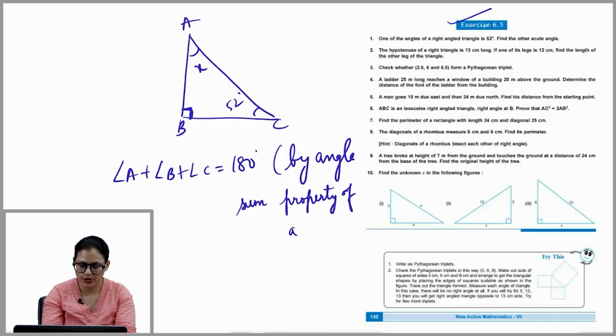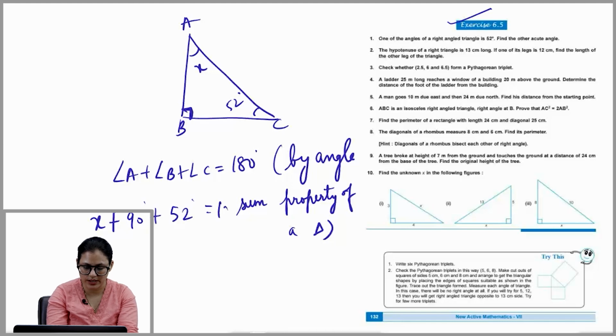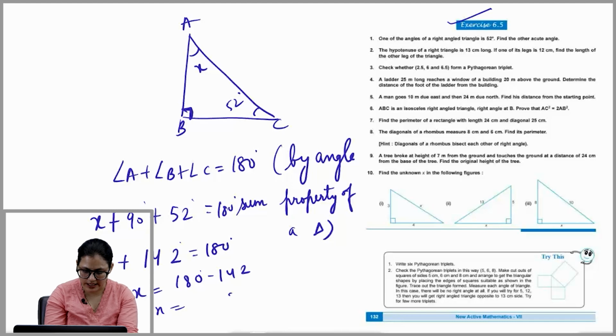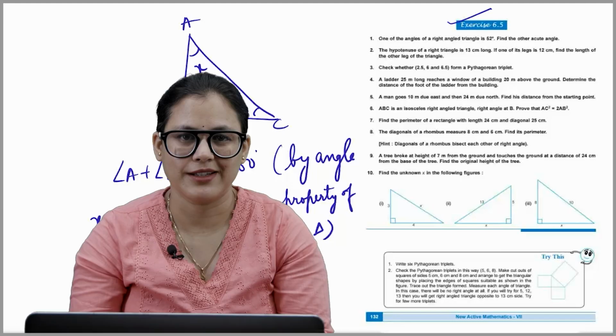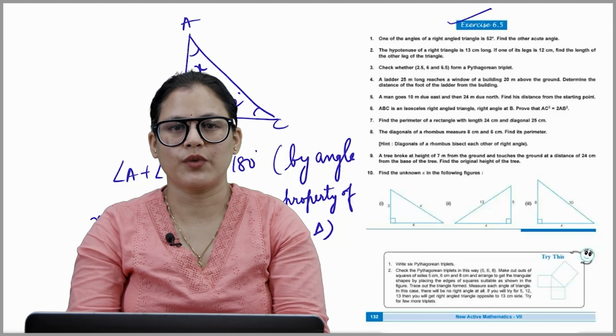So angle A is what? We have to find out. X. Angle B is what? 90 degrees. Angle C is what? 52 degrees. X plus 90 plus 52 is equal to 180 degrees. Now 0 plus 2 is 2, 9 plus 5 is 14, so X plus 142 is equal to 180 degrees. So X is equal to 180 degrees minus 142. So what will you get? 10 minus 2 is 8, 7 minus 4 is 3. So the other acute angle is 38 degrees, right students? Now you will practice the remaining questions.